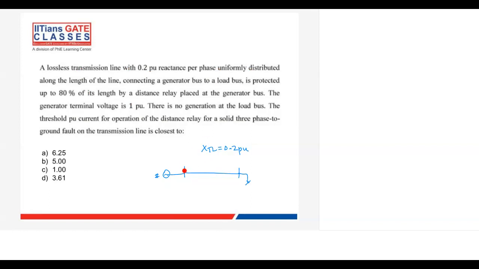It says that there is a distance relay at the generator bus which protects up to 80% of the transmission line. And they are also saying that there is no generation at the load bus and the voltage at the generation bus is 1 per unit. What they are asking you to find is the threshold per unit current for operation of distance relay for a solid 3-phase to ground fault. So they want you to find I threshold, which is basically I fault, with the X threshold. Let's look at how to calculate this.